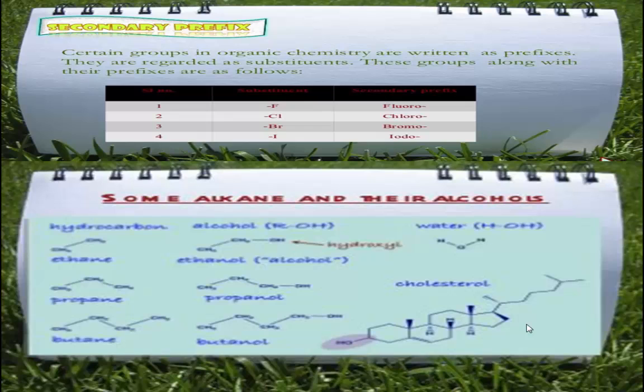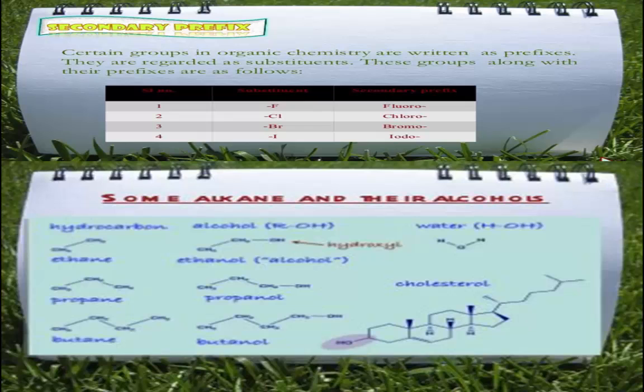Yes, next, secondary prefix. Certain groups in organic chemistry are written as prefixes. They are regarded as substituents. These groups along with their prefixes are as follows. Some of the other substituent groups are fluoro, chloro, bromo, iodo. Usually these are halogens, and they come in as secondary prefixes. If fluorine is present, we use fluoro. Cl is chloro, bromine is bromo, iodine is iodo, etc.